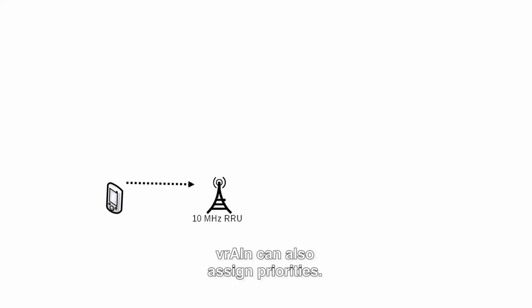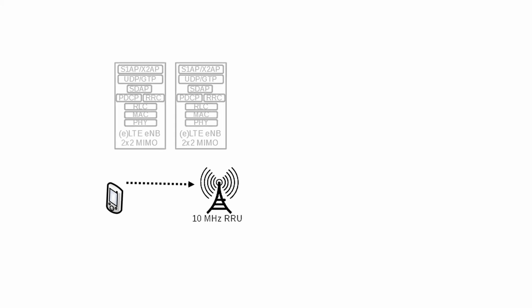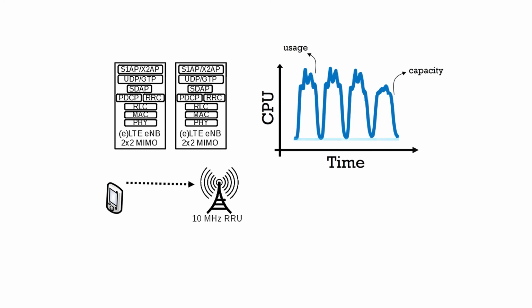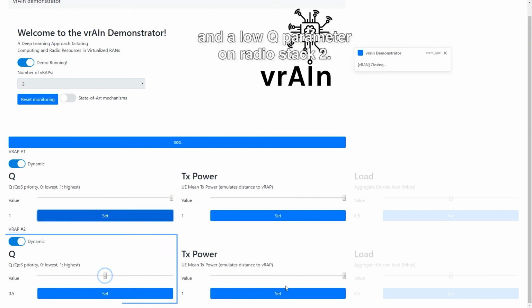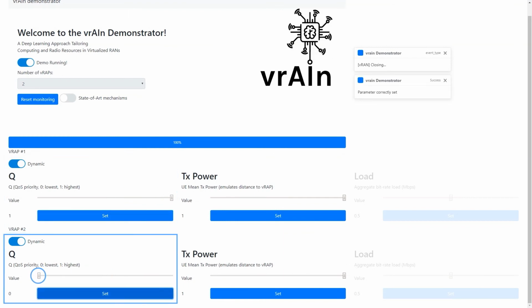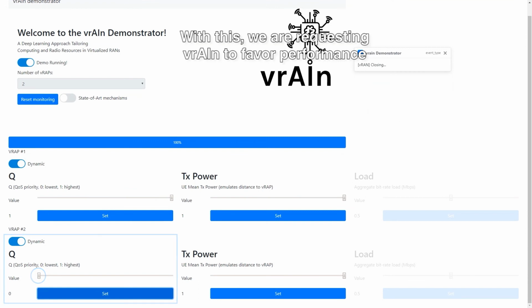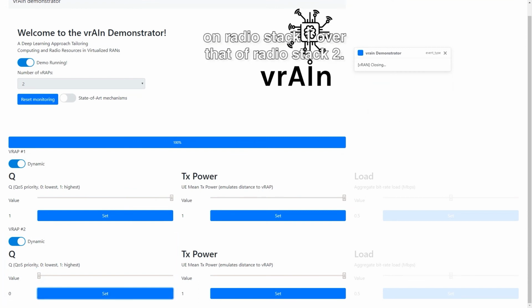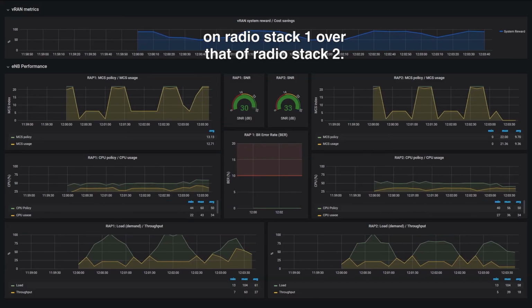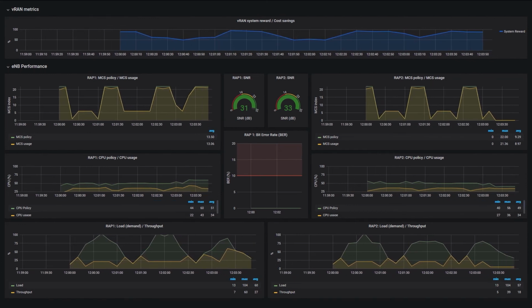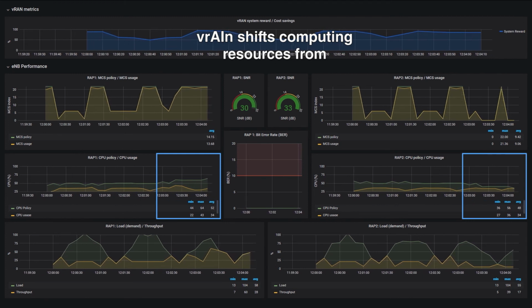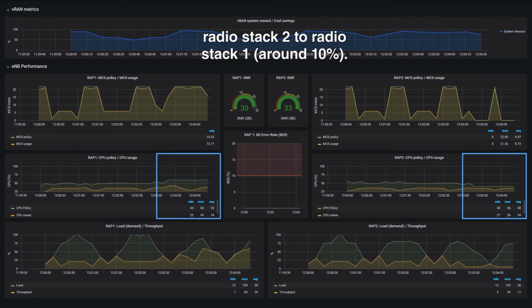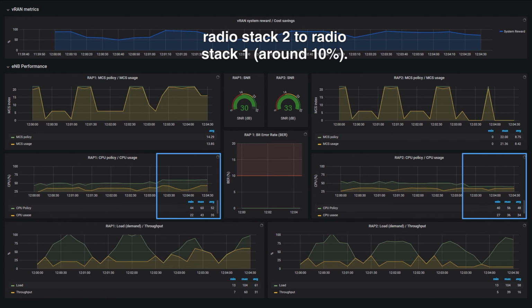vrAIn can also assign priorities. We select a high Q parameter on radio stack 1 and a low Q parameter on radio stack 2. With this, we are requesting vrAIn to favor performance on radio stack 1 over that of radio stack 2. Observe that, to satisfy our request, vrAIn shifts computing resources from radio stack 2 to radio stack 1, around 10%.